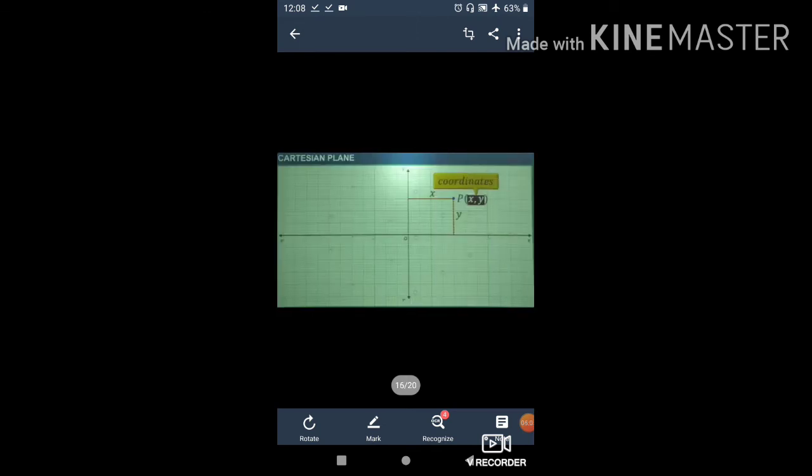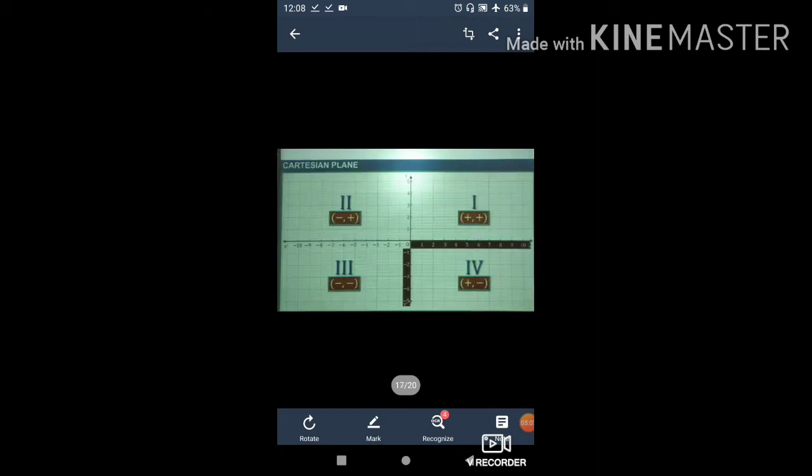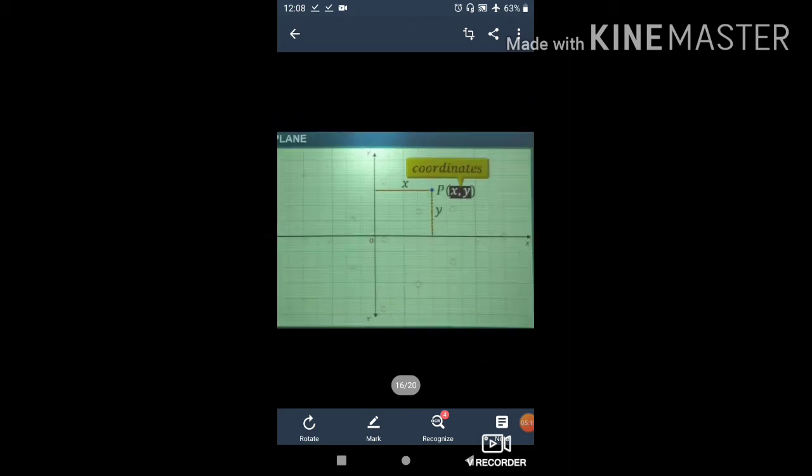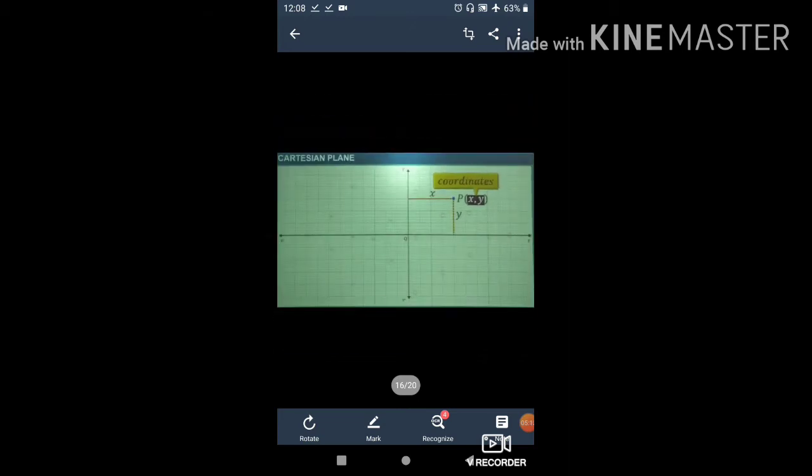Now, together x comma y are known as coordinates. What are they called? Coordinates. And we can say that these are the coordinates of point P. Okay, clear to you? Now learn more about this one.